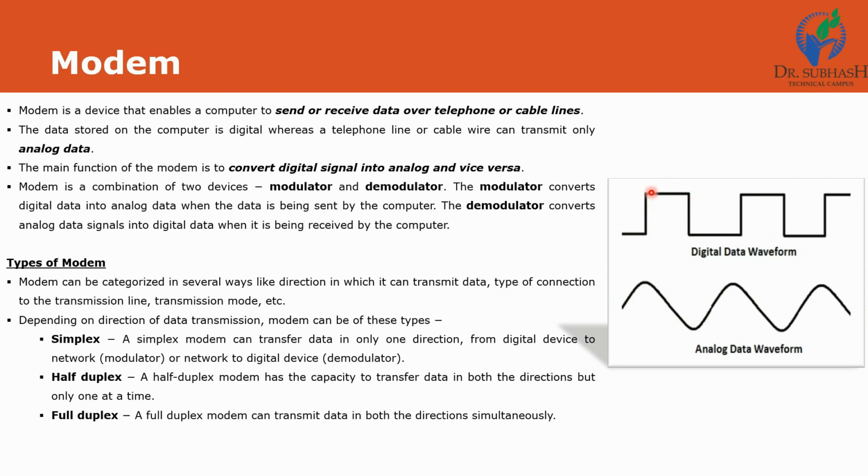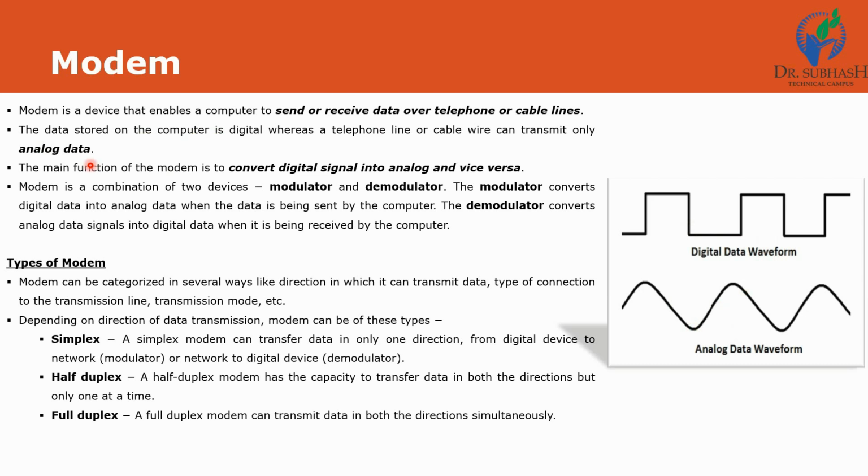Here there is high voltage and there is low voltage. High denotes a 1 and low denotes a 0. Same way here, 1 and 0. This is the digital data waveform and this is the analog data waveform. The data stored on a computer is digital, whereas a telephone line or a cable wire can transmit only analog data. Now is it clear?